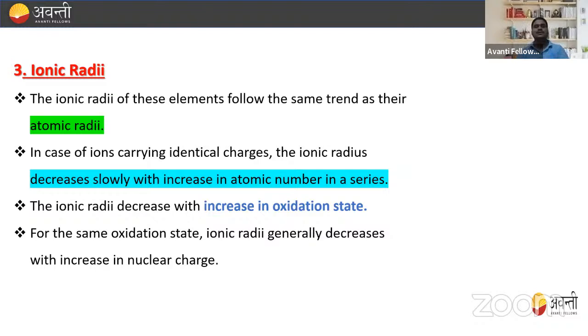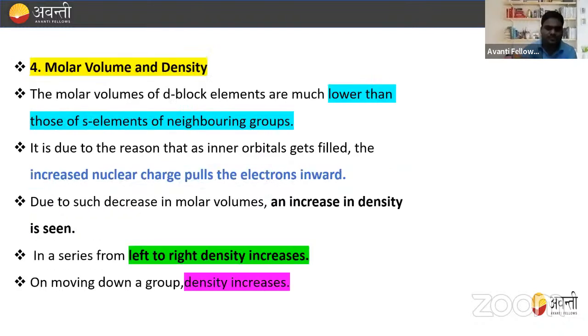Now, let's see the ionic radius. So the ionic radii of these elements follow the same trend as the atomic radii. In the case of ions carrying identical charges, the ionic radius decreases slowly with increase in the atomic number in the series. The ionic radii decrease with the increase in the oxidation state as well. For the same oxidation state, ionic radii generally decrease with the increase in the nuclear charge, or we say that is increase in the atomic number, right?